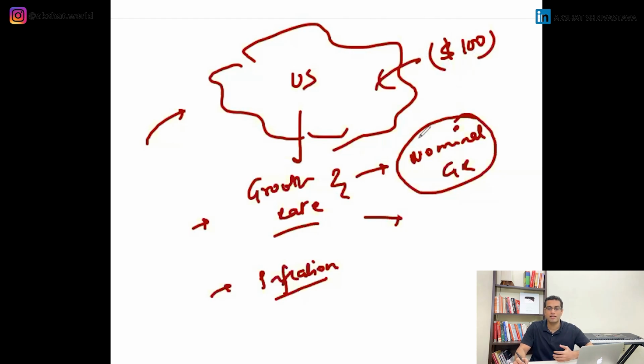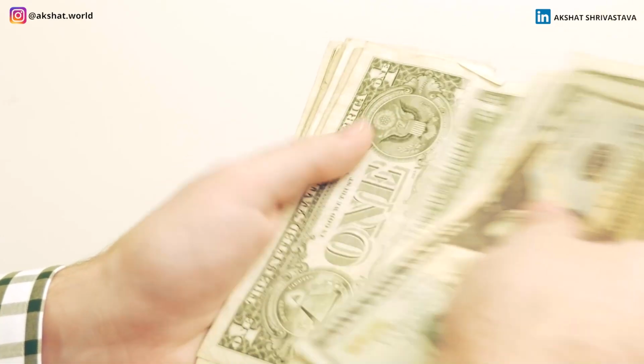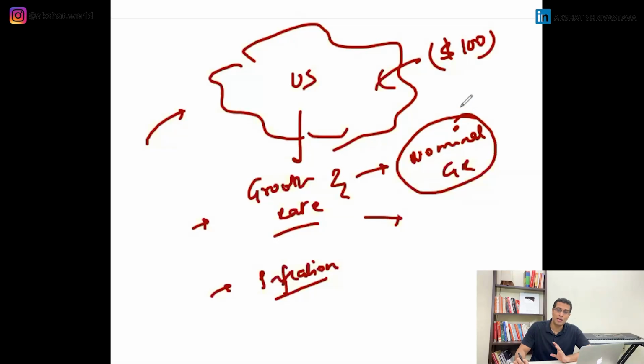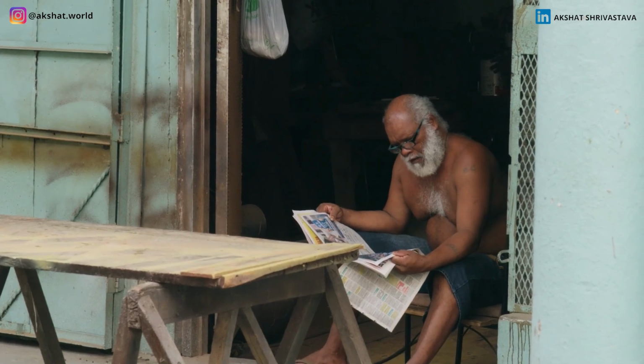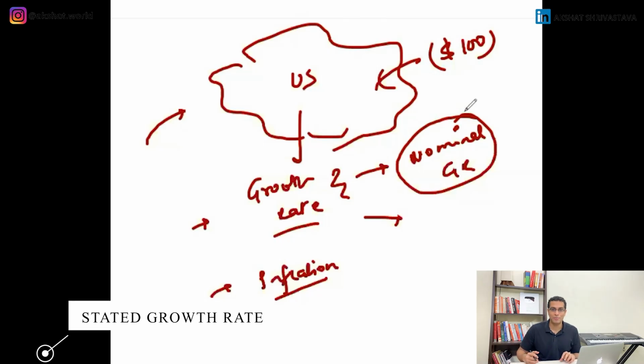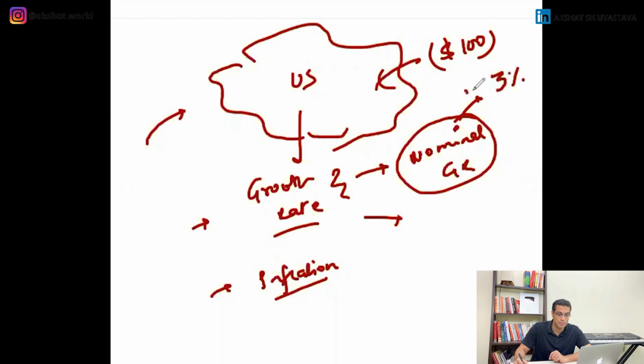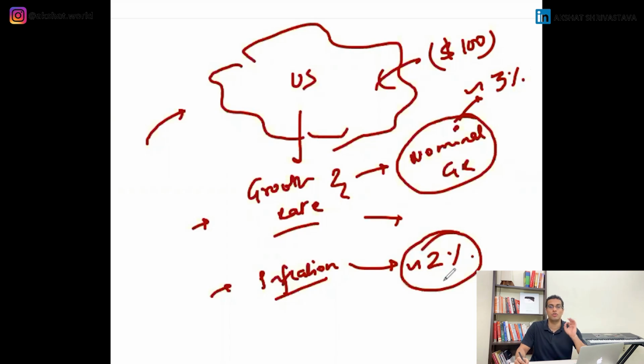So you go as an Indian investor, you invest like $100 in the US economy. Then nominal growth rate is the stated growth rate, or what you keep reading in newspapers that India grew by like 22% or India grew by like 9% or the US grows by like 5%. So that is stated, right? So in nominal terms, the US usually grows at approximately 3%. So that's the nominal rate. Now if you talk about inflation, in the US they are trying to keep the inflation around 2%. So usually the inflation rate in the US is around 2%.